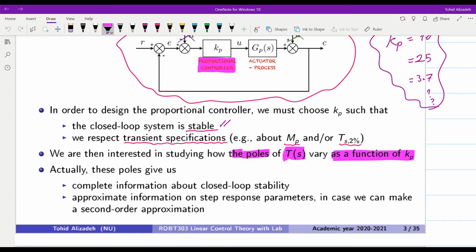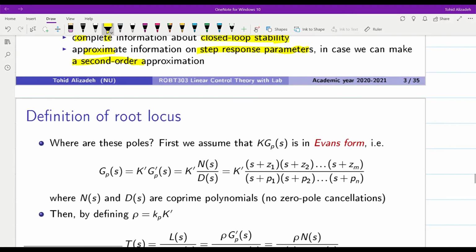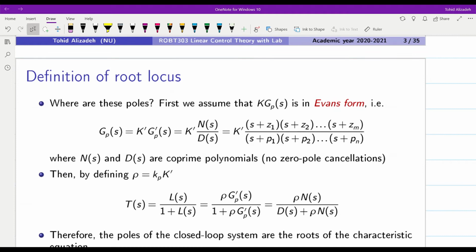When we know the location of the poles of the closed loop system, we will have complete information in terms of the closed loop stability. We will know whether the closed loop system is stable or not, or how stable it is, and we will have some approximate information on step response parameters if we can approximate the whole system as a second order system. Okay, so let's see how we are going to do this.